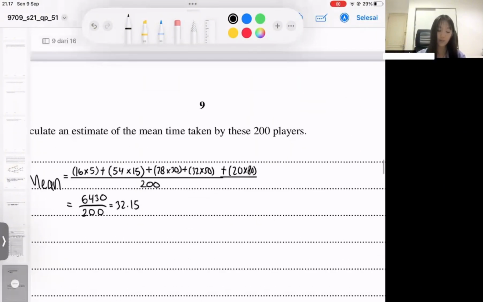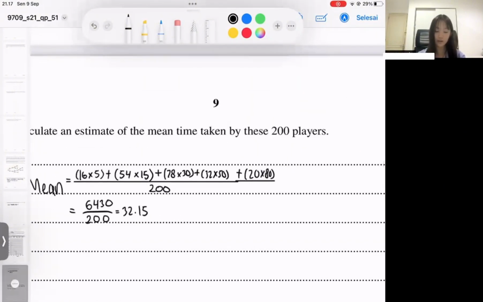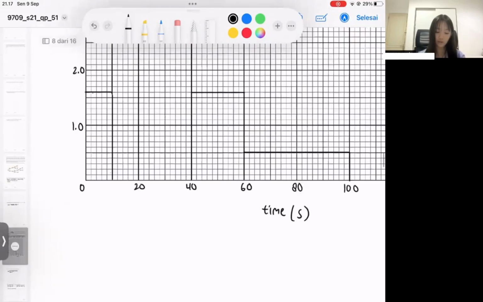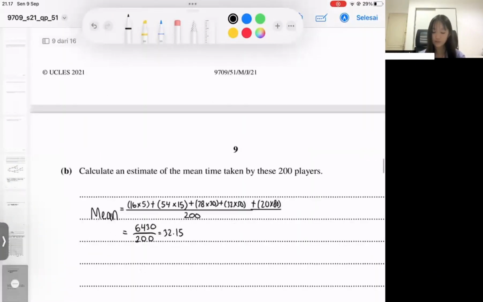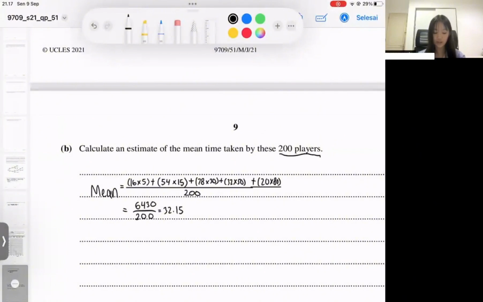And we add all those products of the mid value with the number of players. Then we divide it by the total number of players, which is 200. So it becomes 6,430 divided by 200, which will make 32.15 as their mean.